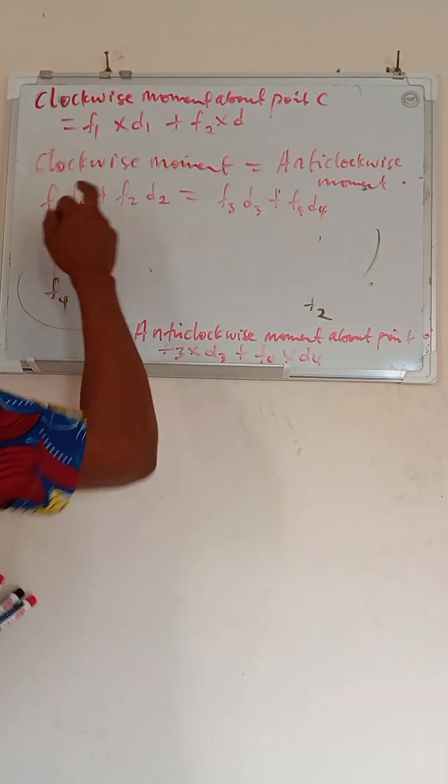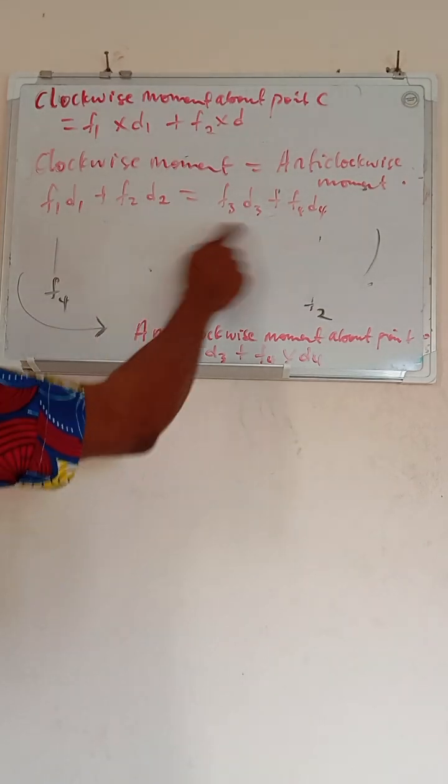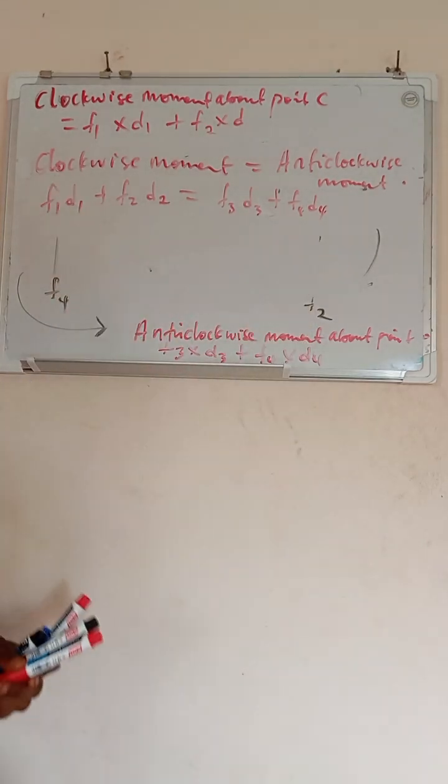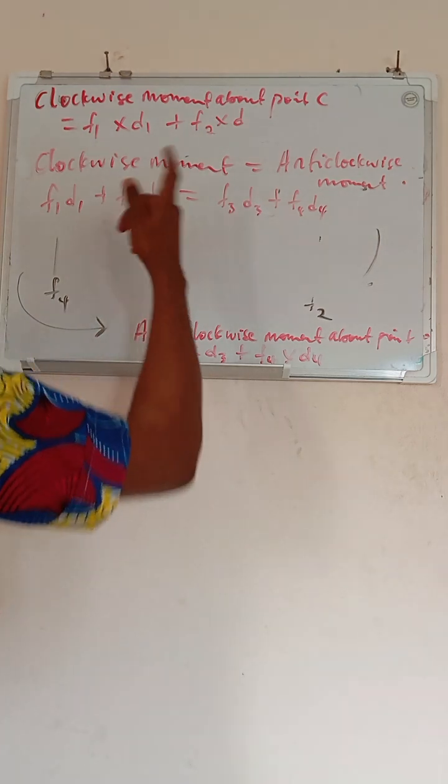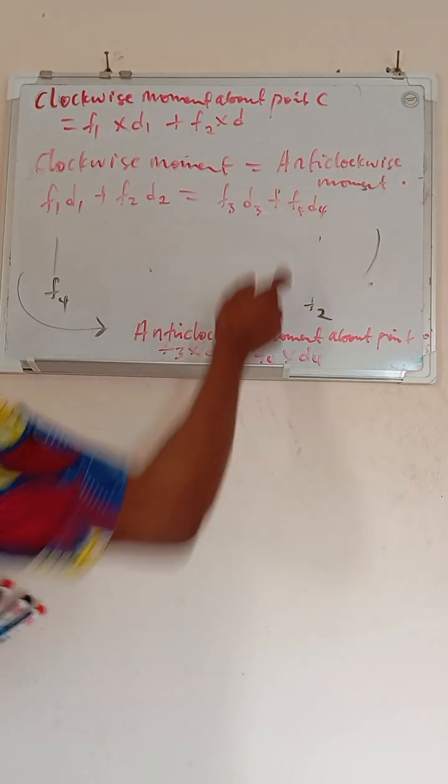If D is unknown, you can use this. If D1 is unknown, we can use this equation to find it. If D2 is unknown, we can use this formula to find it.